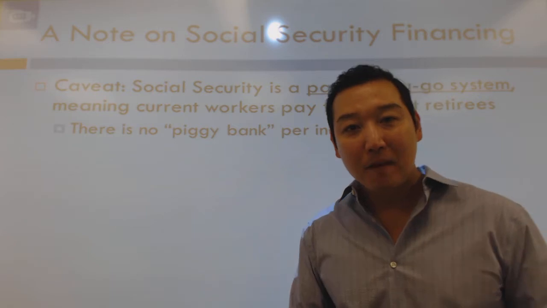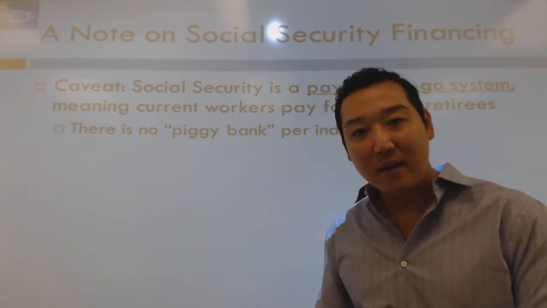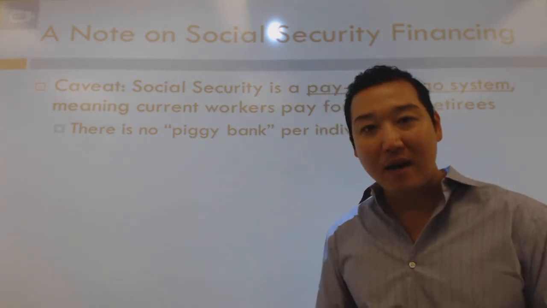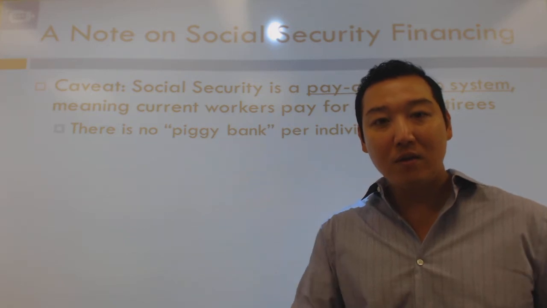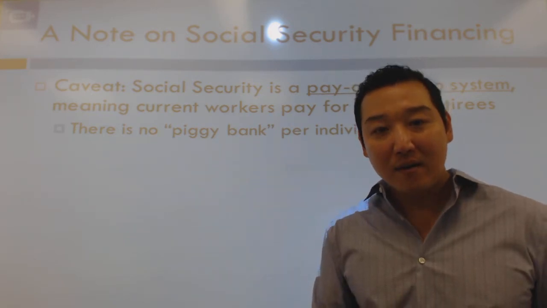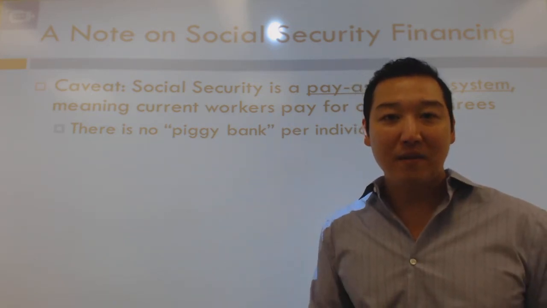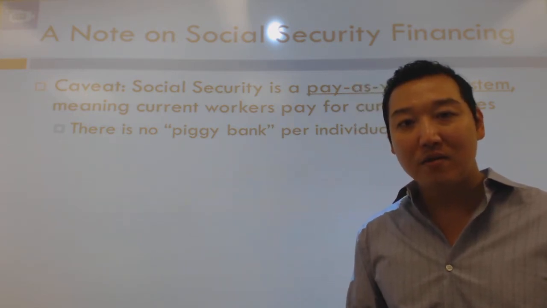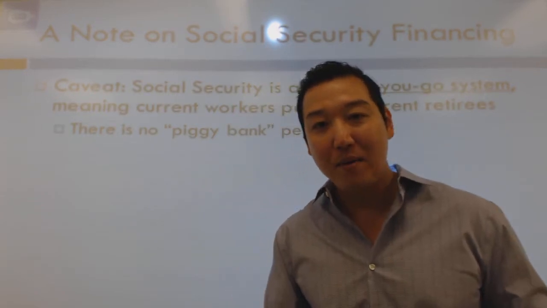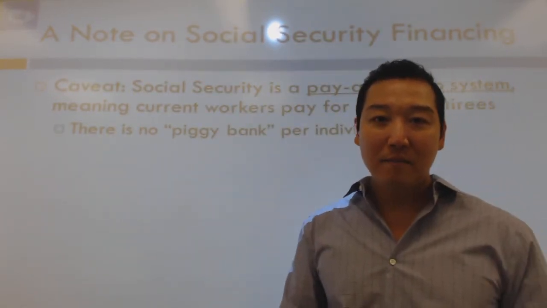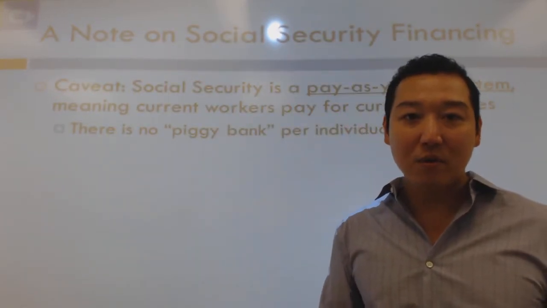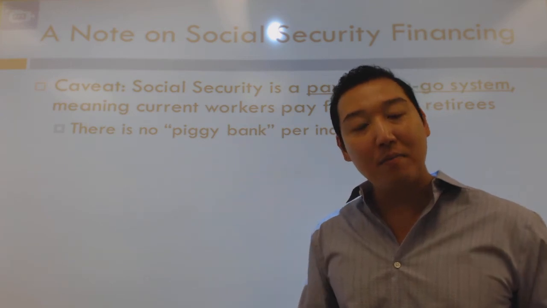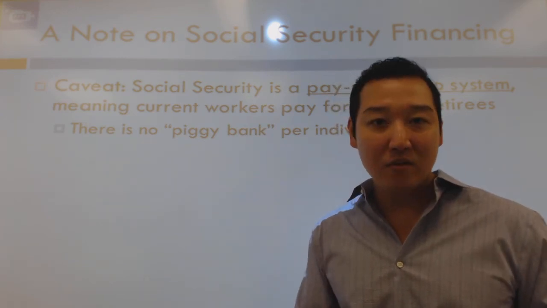What happens is that when current workers get that tax taken out, that revenue is being used to finance benefits for current retirees, right? So current workers are paying for current retirees. So it's not a piggy bank system, as I note in your slides. It's a pay-as-you-go system, which has a different meaning than what people think in the way of retirement accounts generally.